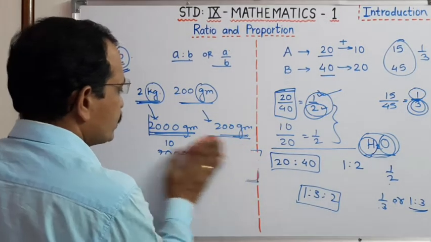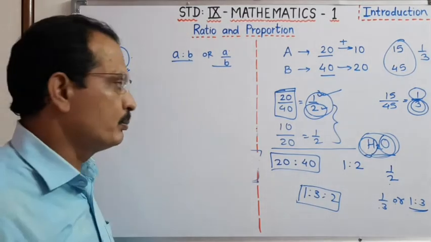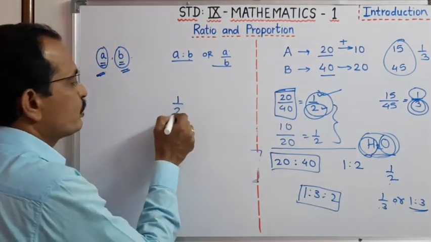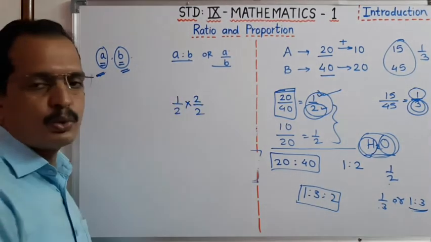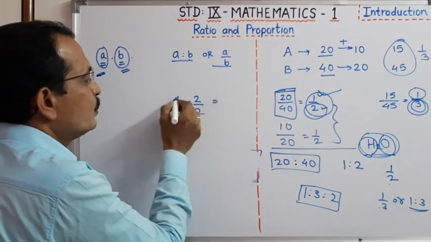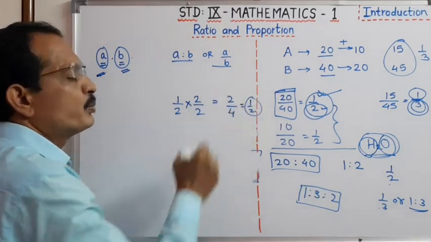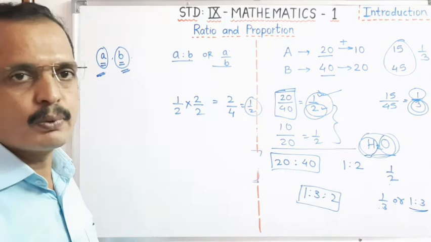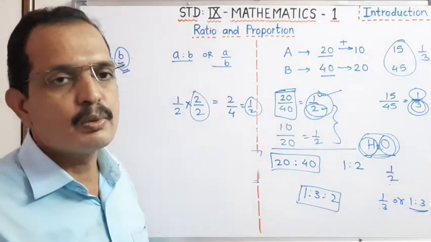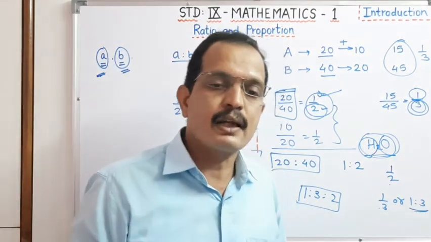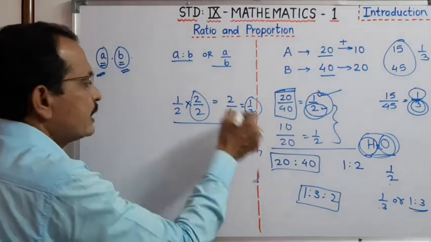Then another thing I want to tell you is that the ratio remains unchanged if we multiply or divide both quantities by a constant number. That means suppose the ratio is 1/2, and if I multiply this ratio by a constant number 2, then 2 1s are 2 and 2 2s are 4, and if we simplify this we will get 1/2. That is the original ratio. Therefore it will remain unchanged if we multiply or divide both quantities by a constant number. Now this is the second property.